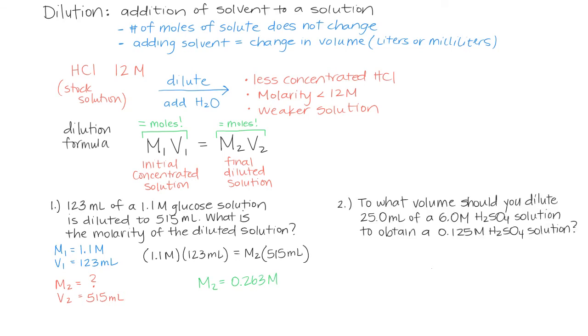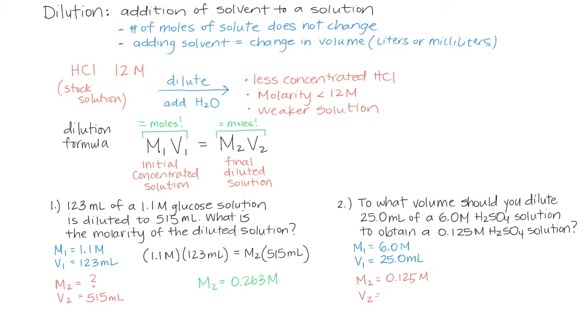Number 2. To what volume should you dilute 25 milliliters of a 6 molar sulfuric acid solution to obtain a 0.125 molar sulfuric acid solution? Let's identify the variables in the same way we did for number 1. We have the molarity of the concentrated solution, which is 6 molar, and we have the initial volume of 25 milliliters. We want to dilute this solution so that we end up with a new solution with a molarity of 0.125.